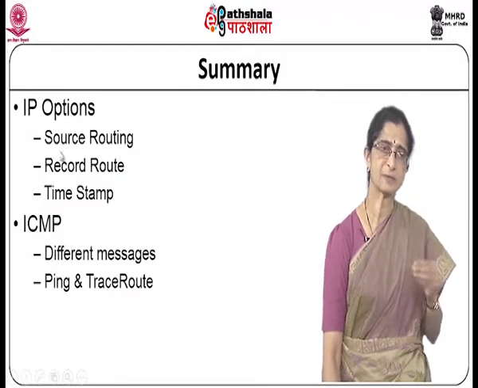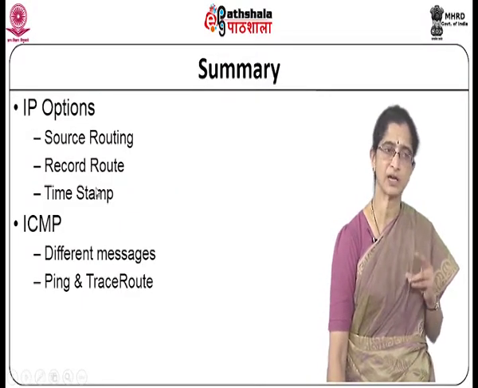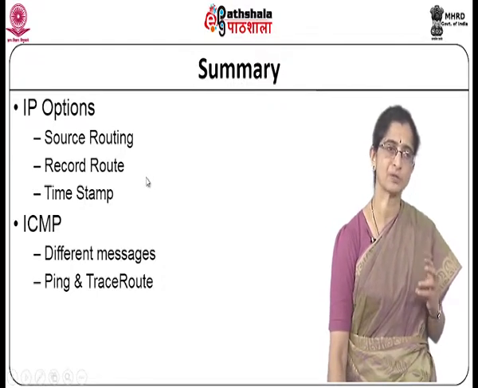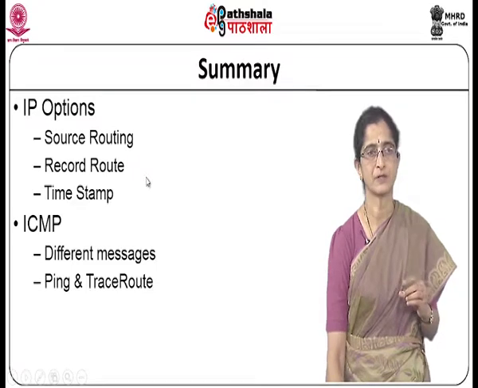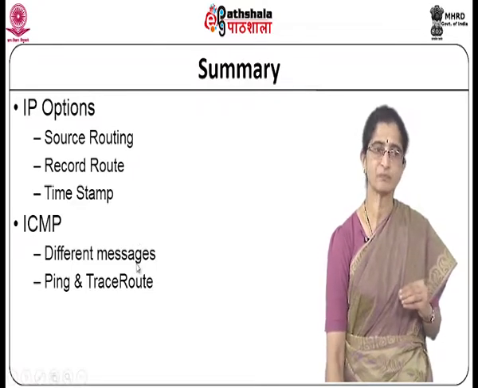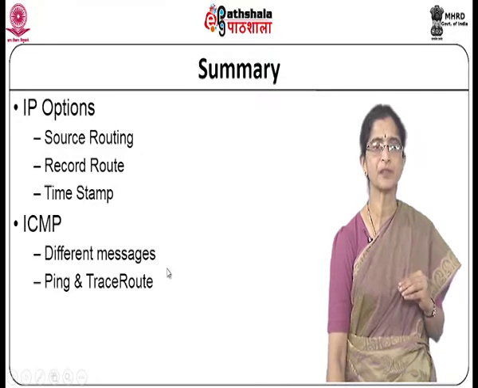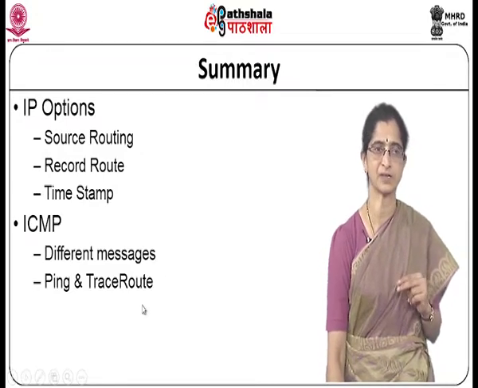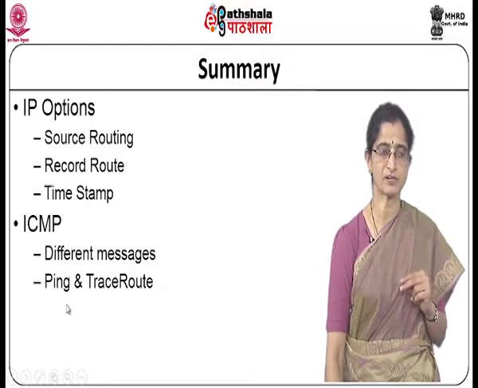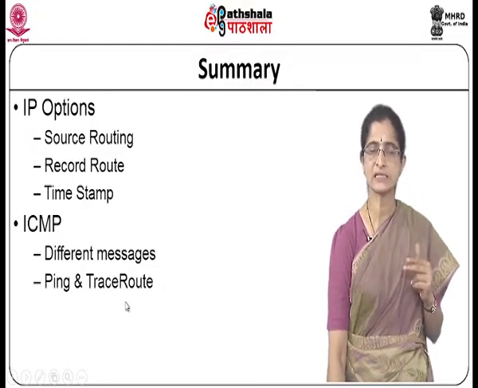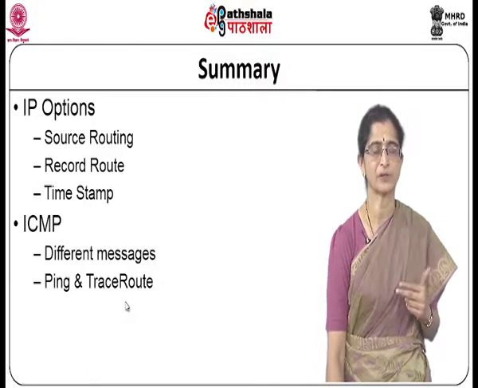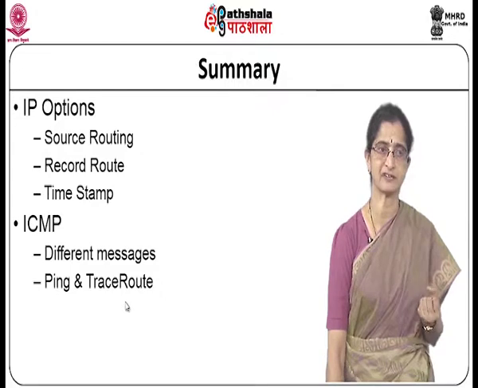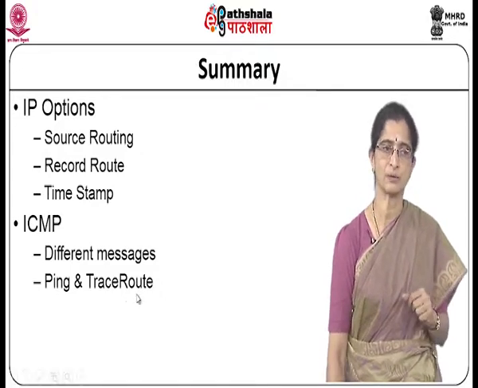So to summarize, what we have looked at in this module are two things. One is the IP options, where we looked at the different options: source routing option, record route option, and the timestamp option. And then we looked at ICMP, we looked at the different message types that are there, and two important usages of ICMP messages, which are ping and trace route. Ping implemented using echo request and reply, trace route implemented using the time exceeded kind of message. So with these messages, there are a lot of interesting things that can be done, which is what we have tried to provide an overview of.